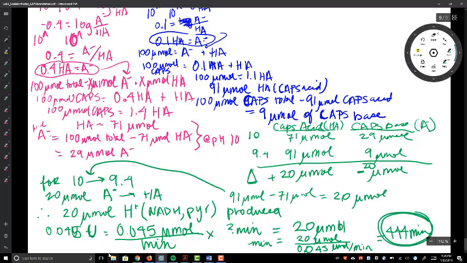All right. So this reaction can run for 444 minutes before it reaches a pH that would be out of the buffer range of effectiveness. And does that mean that this buffer is effective for this reaction? I think so, considering 444 minutes would be several hours. So you could run this reaction for a long, long time without having to worry about the pH changing.